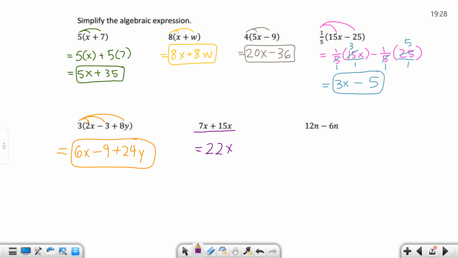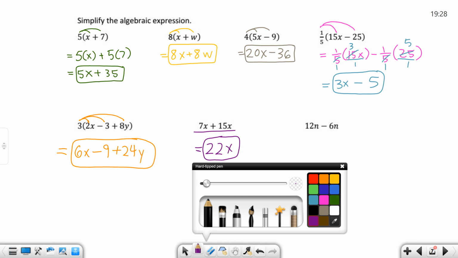That's like having $7 plus $15. You have $22. You don't have $22 squared or 22 something else. You have $22. So you have 22x there. 7 apples, 15 apples, add them together, 22 apples, right? So the power there doesn't change. The x doesn't change. That's what you have, right?